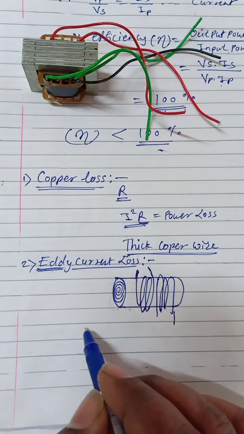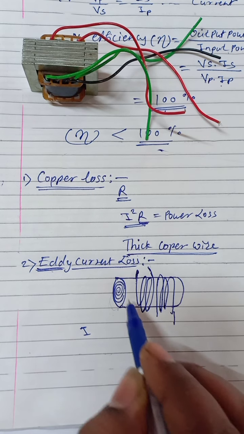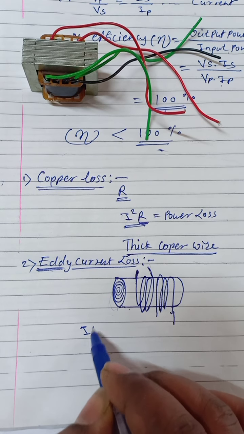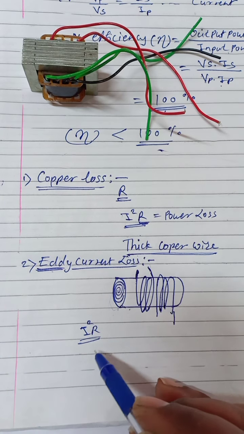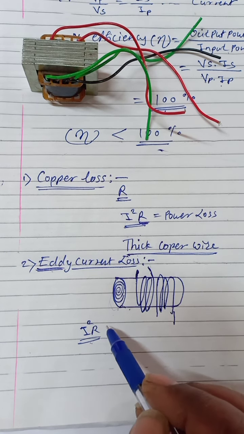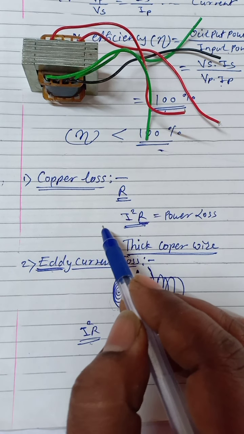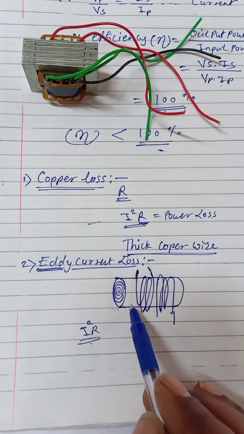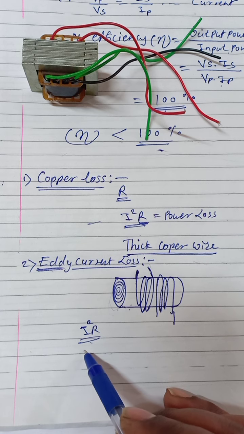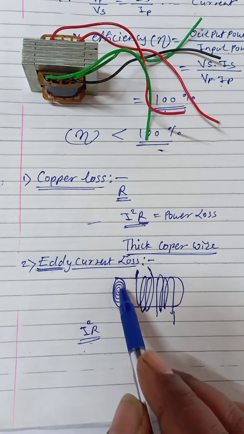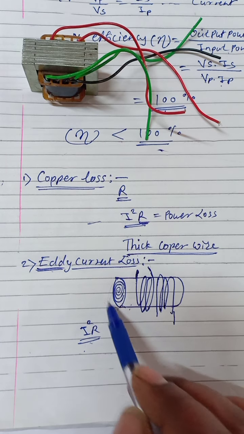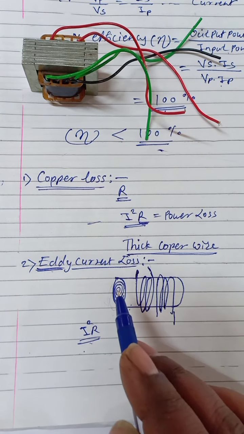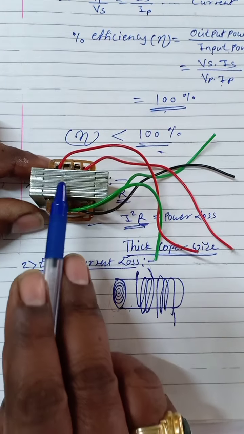So we know that as there is current I, there is some resistance R of this core, so there is I square R power loss. Similarly, there is also I square R power loss here. So some power is lost in the copper, and some power is lost in the iron core. But you have to minimize this eddy current loss. You can minimize it by using this structure.